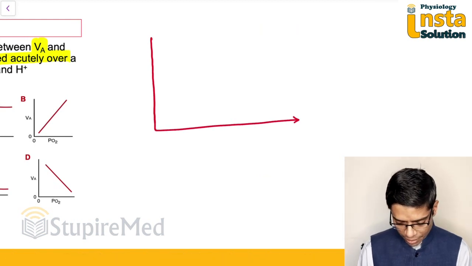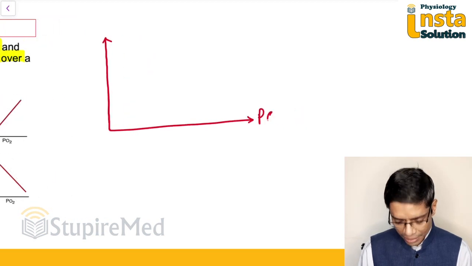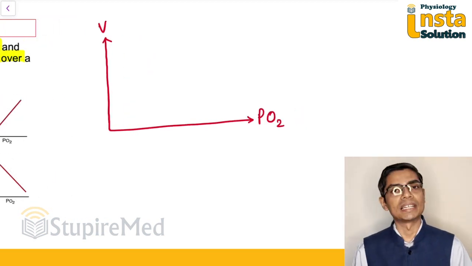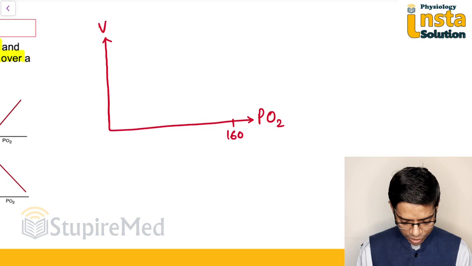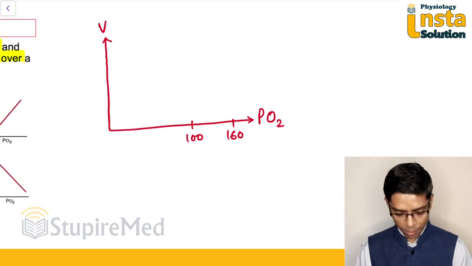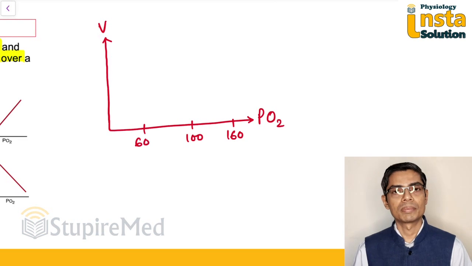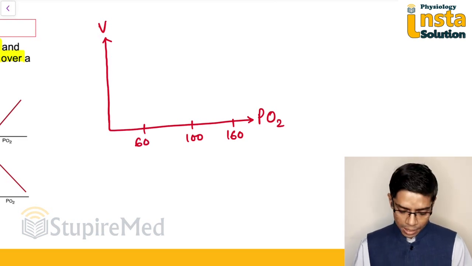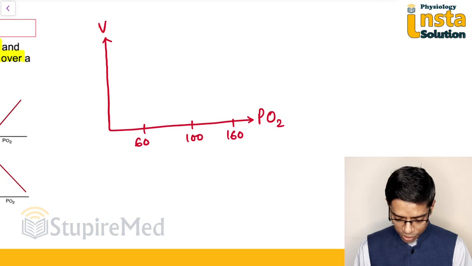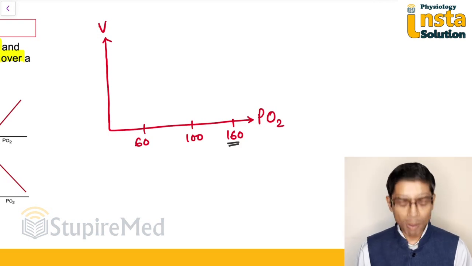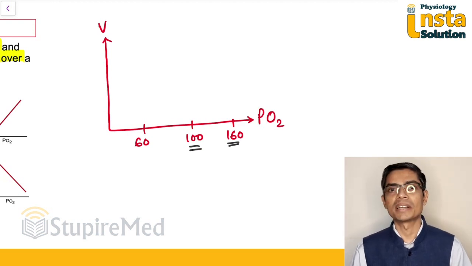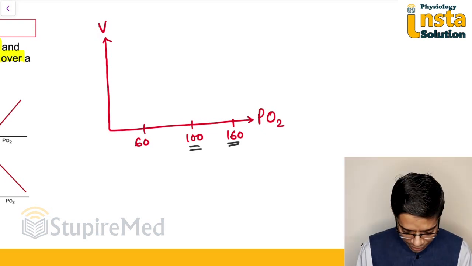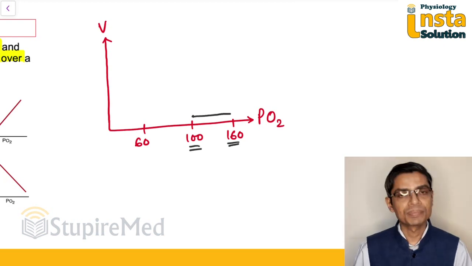So suppose this is the partial pressure of oxygen in the arterial blood and this is the ventilation. So what is going to happen? Suppose this is 160 millimeter of mercury partial pressure, this is 100 millimeter of mercury partial pressure of oxygen, this is 60 millimeter of mercury partial pressure of oxygen. If the partial pressure of oxygen is changing from 160 to 100, or is above 100, it is not going to stimulate your ventilation or depress your ventilation. So almost I'll get a flat kind of line like this, right?